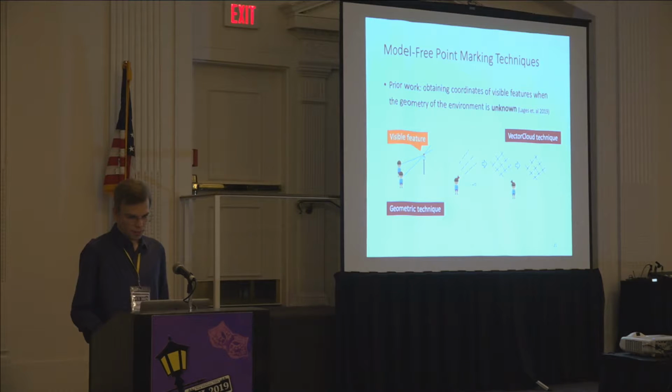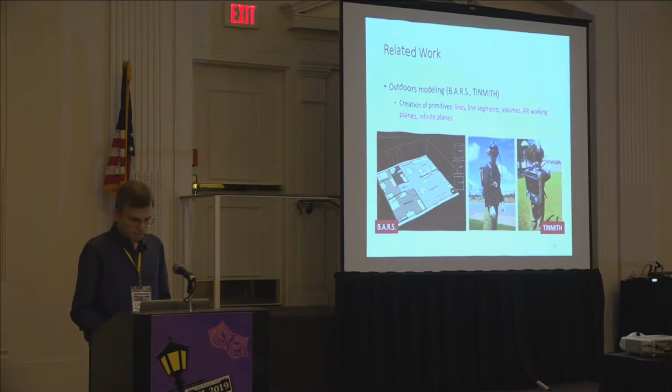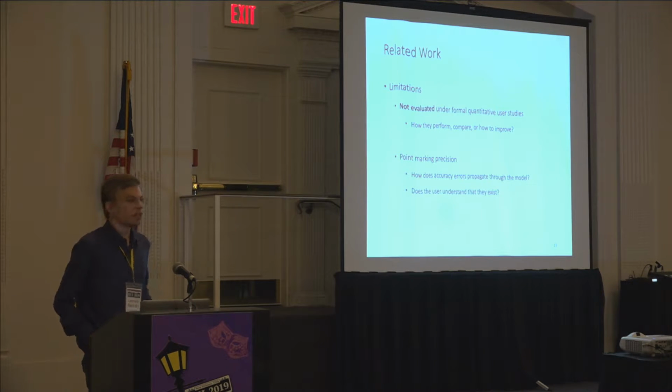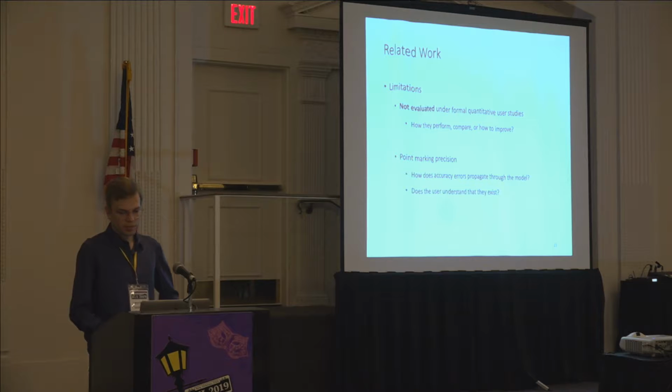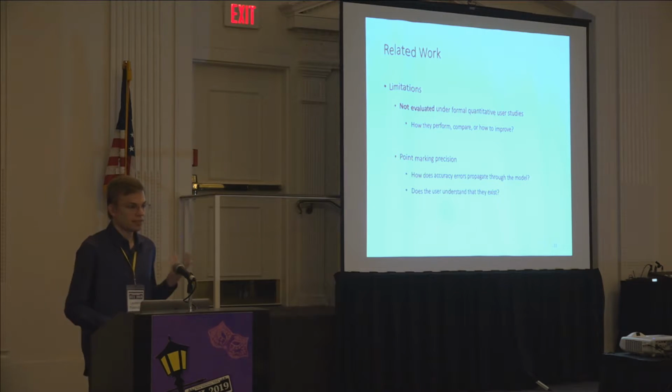Some related work. Previous work, like the Bars and Image systems, explored different ways of estimating placement and the creation of primitives, allowing us to define lines, volumes, working planes, and others. But they do present some limitations that we aim to address in this work. The work in this area was mainly evaluated using formative studies, which are great for creating the interaction, but make it harder for us to understand quantitatively how they perform, how they compare, or how we can improve them.